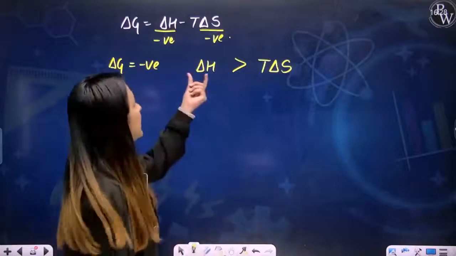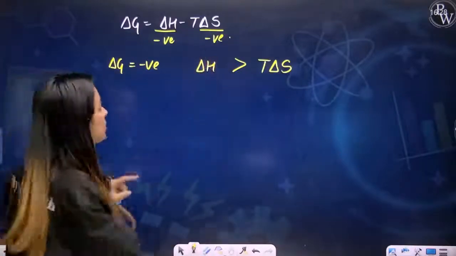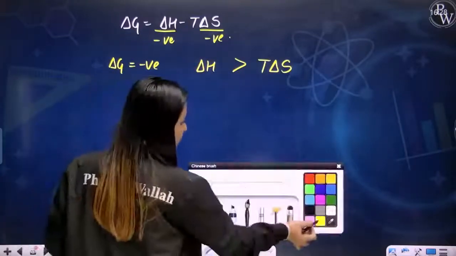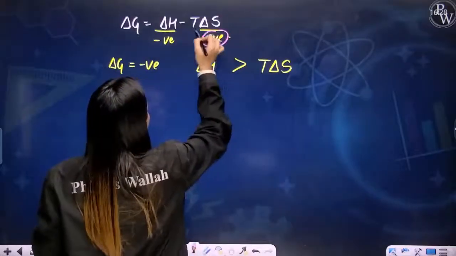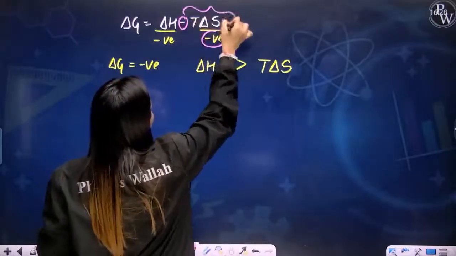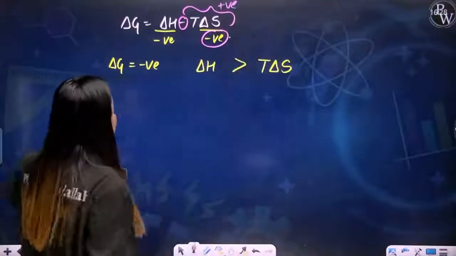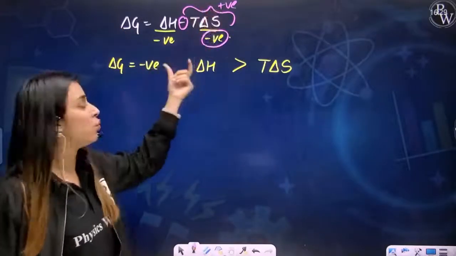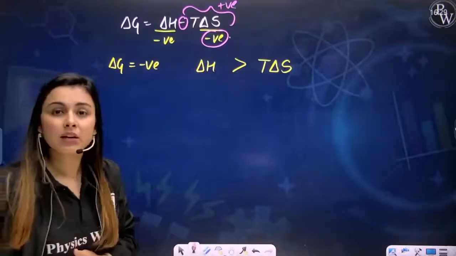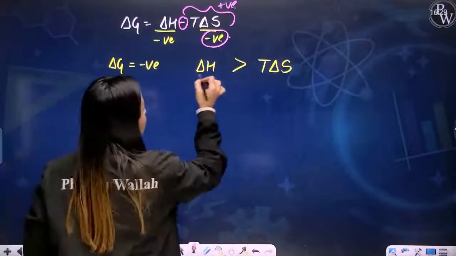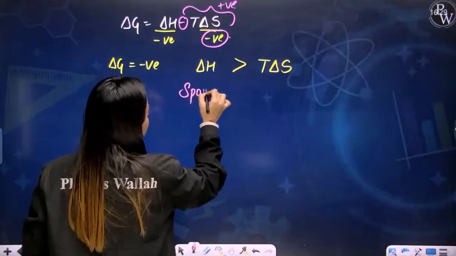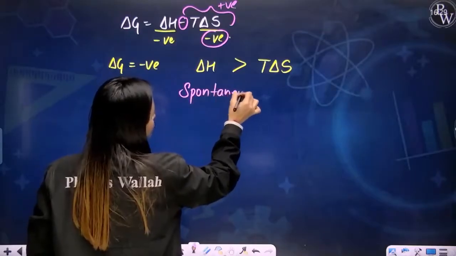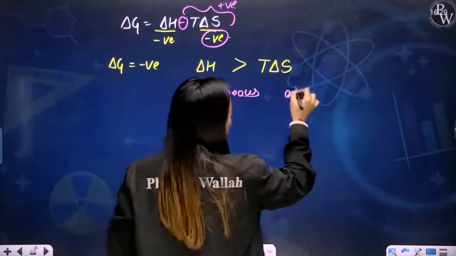Because delta S is a negative value, and a negative value multiplied by a negative makes this whole value positive. For delta G to be negative, your delta H should be more than this value. Only then will your delta G be negative. That is, only in this case will your reaction be spontaneous. So it is spontaneous at low temperatures.